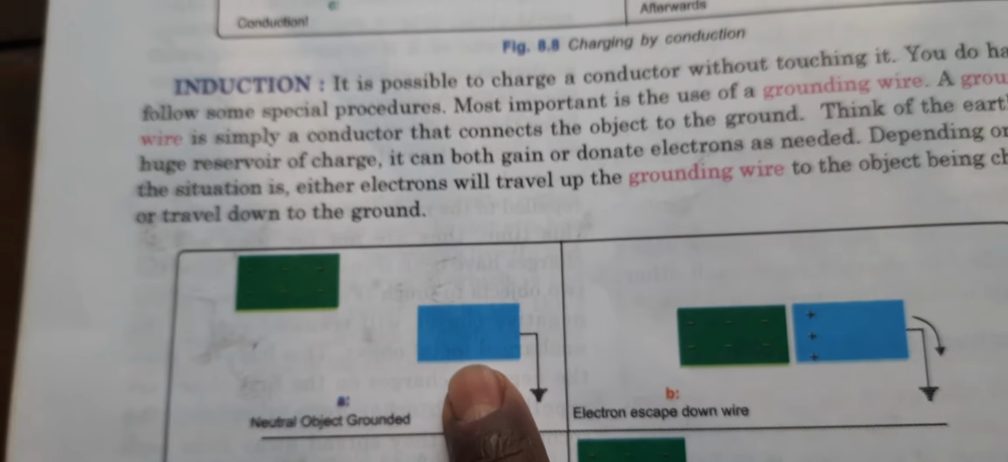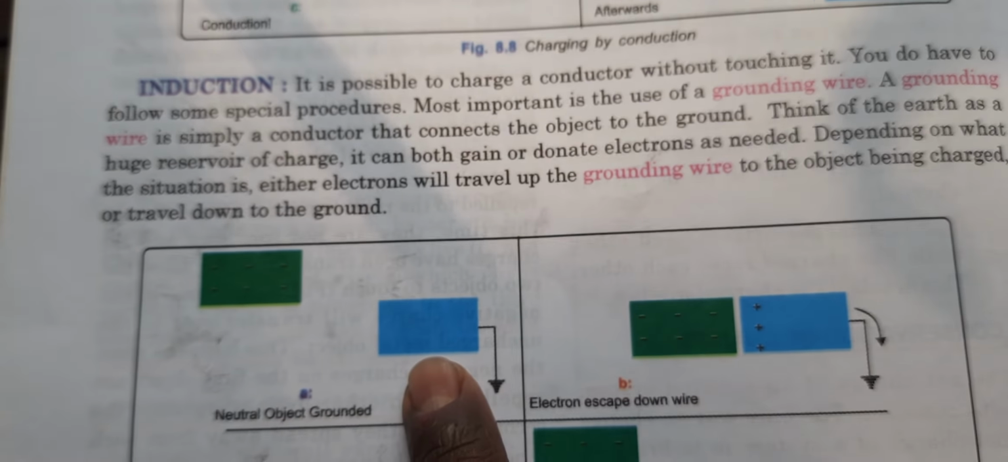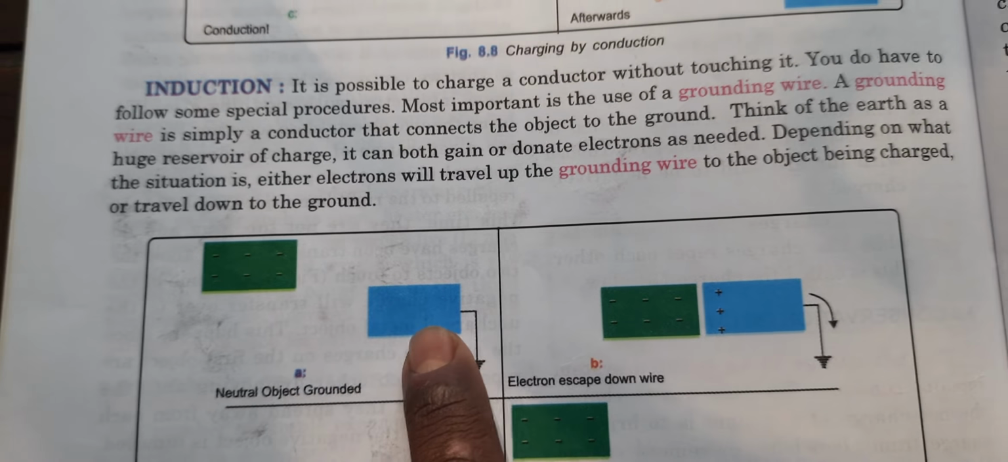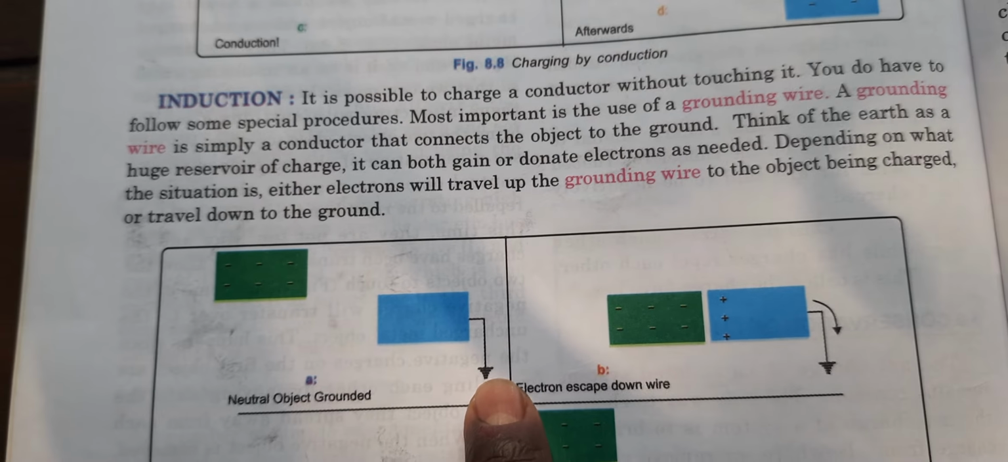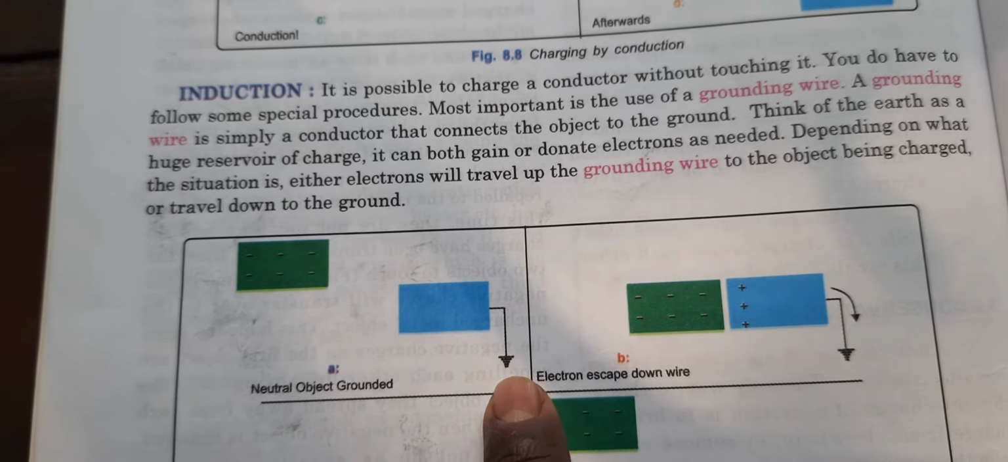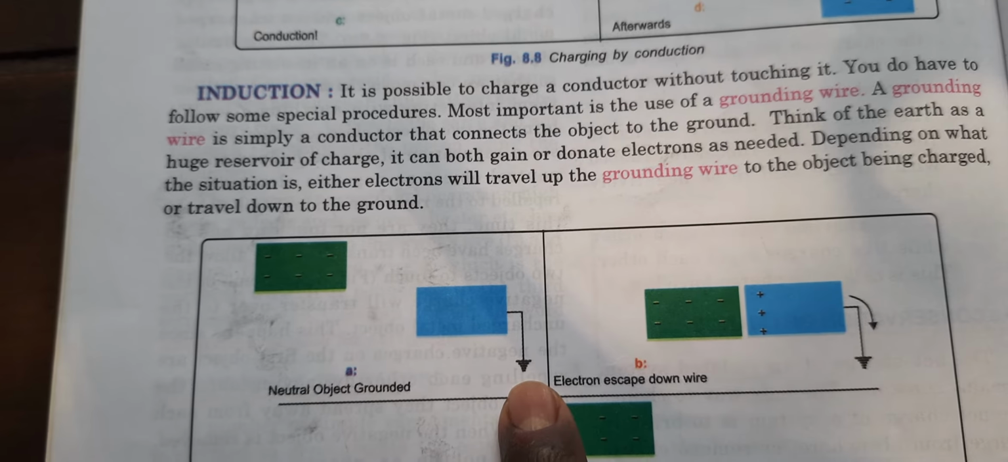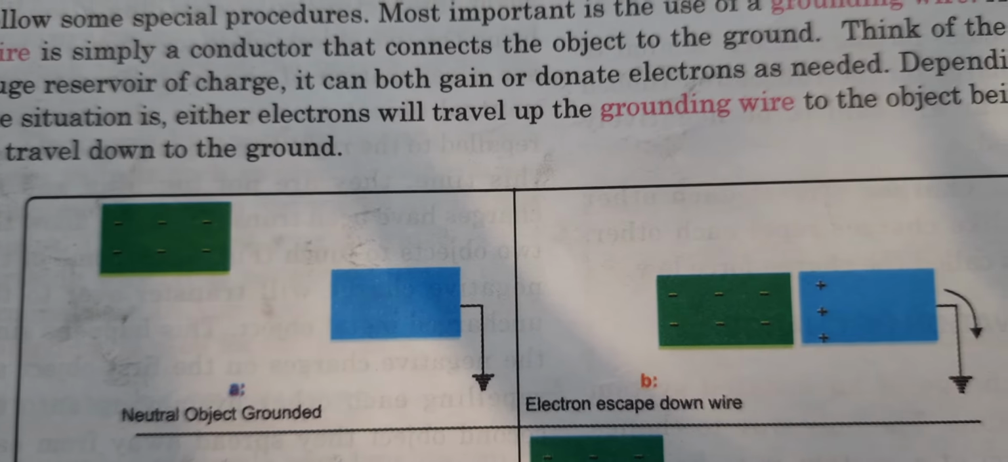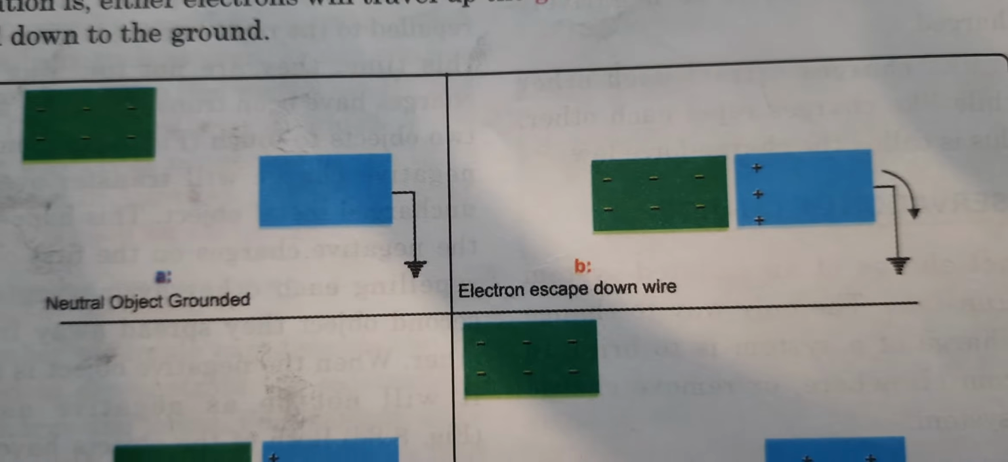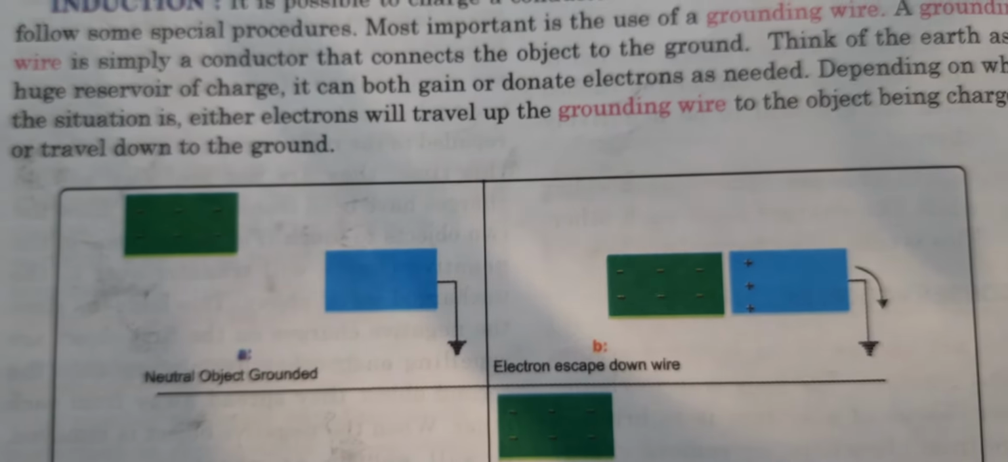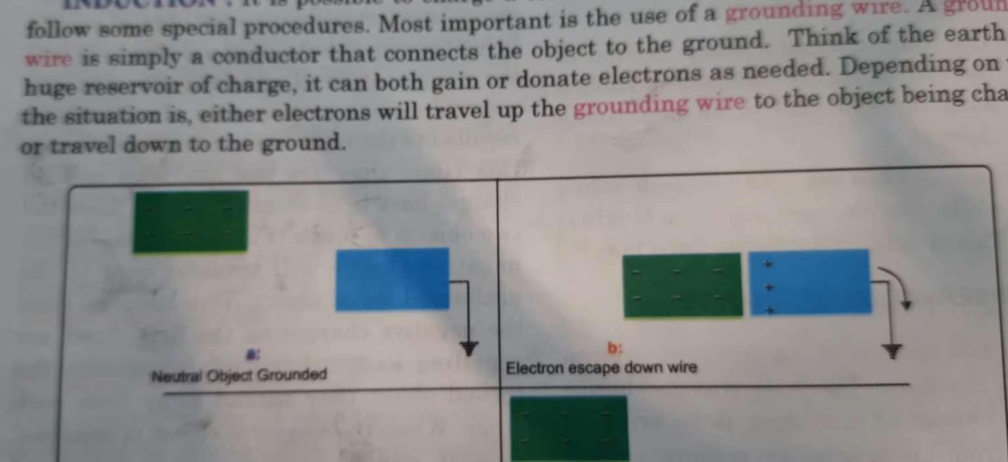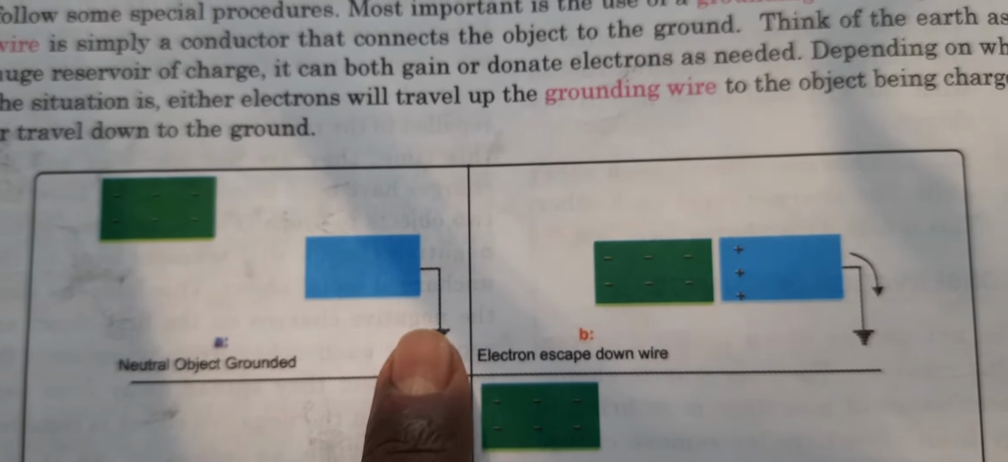Now an uncharged body has an equal number of positive and negative charges, alright. But here this particular uncharged body is grounded. Now ground is a storehouse of charges. That means both negative and positive charges are in abundance in the ground. So this is the symbol of grounding.